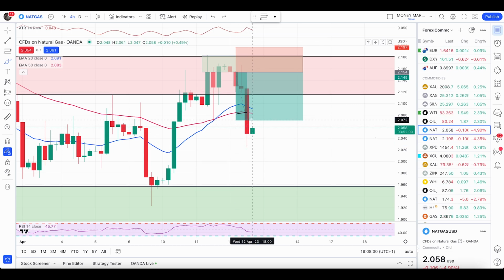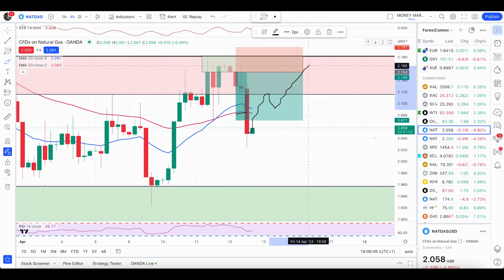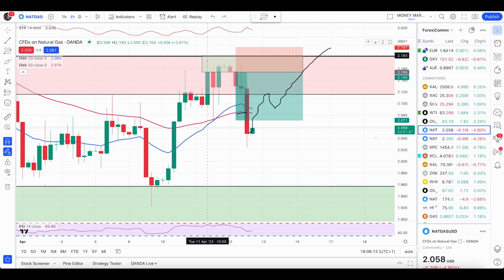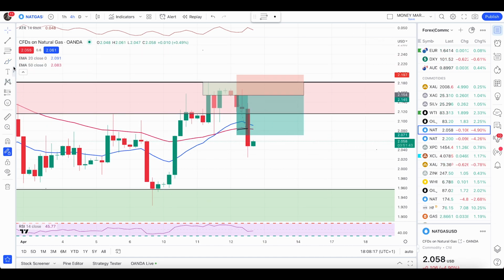I'll only look for my bullish trade once the price completely breaks above the 50 EMA, and for the continuation towards the upside, a complete reversal, I want to see a complete break of this area, this rejection zone. So once I see that, I will only then start looking for my complete buy trade.